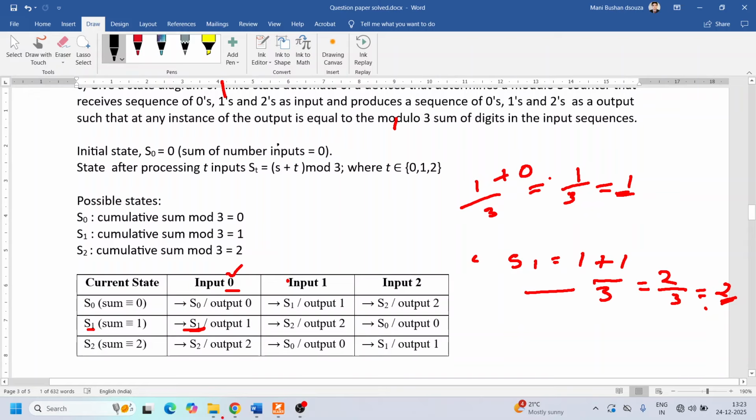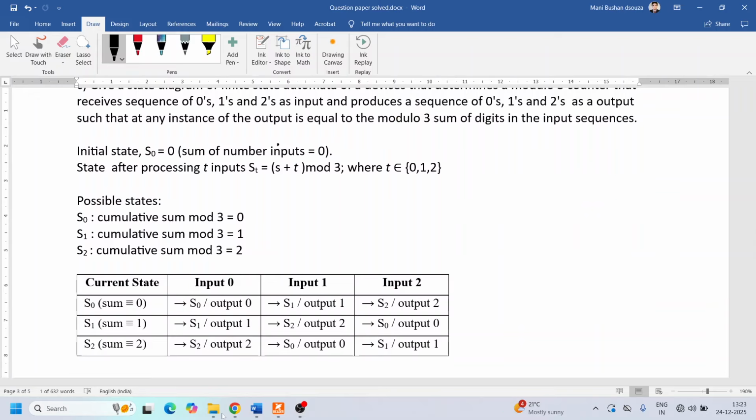So if you give 1 and 1 as the input, you are in the state 2. Now you are in the state 1. If you give the input as 2, what is going to happen? 1 plus 2 is 3. 3 by 3, 3 will divide 1 time. 0 is the remainder. That means you are going to come back to the S0 state, not S1, the S0 state.